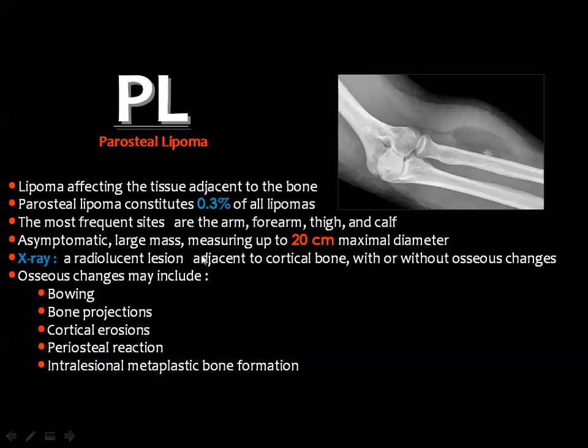Then parosteal lipoma is the lipoma which is adjacent to the periosteum or to the cortex of the bone. And being adjacent to the cortex of the bone, it will initiate some reaction in the adjacent cortex, resulting in this appearance of this protrusion or ossification at the contact line between the lipoma and the bone. And this is considered one of the diagnostic criteria that this is a benign lesion and is known as parosteal lipoma.